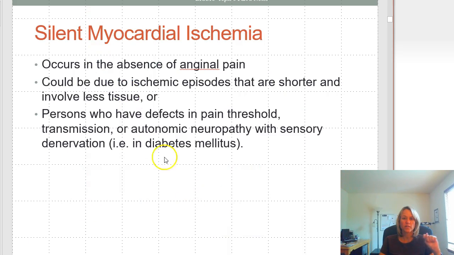Silent myocardial ischemia occurs in the absence of angina pain. And this could be either due to really short ischemic periods that involve less tissue, or it may also occur in patients who have defects in pain threshold transmission, so they just don't feel it.